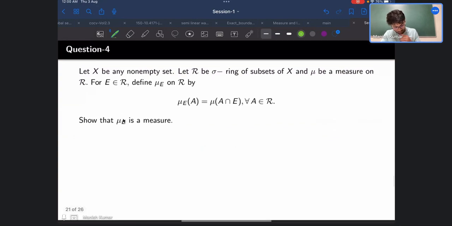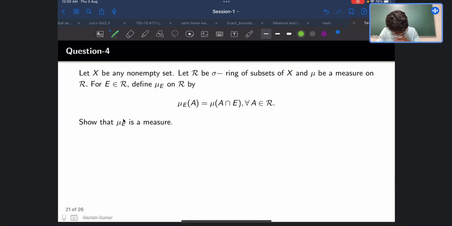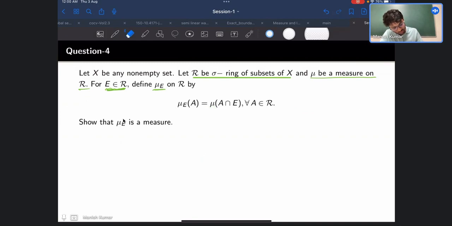Okay, now this is quite interesting, in the sense that it is useful in some of the things you will learn later on maybe. So what it says basically is that suppose you have a sigma ring R of subsets of X, and suppose you have a measure on this R. So you fix one E and you define some mu_E corresponding to this E. How you define that? mu_E of A should be equal to mu of A intersection E. So it's like you have a known measure, and using that measure, you are defining another measure.